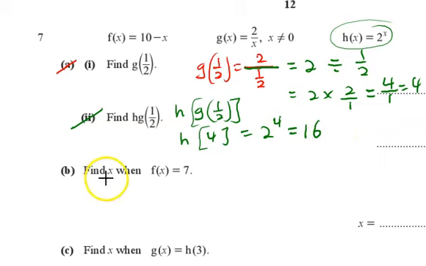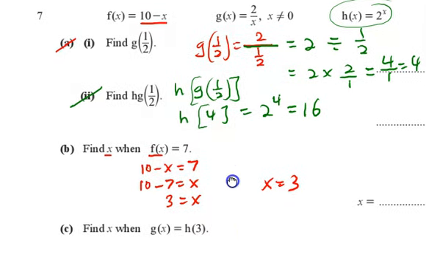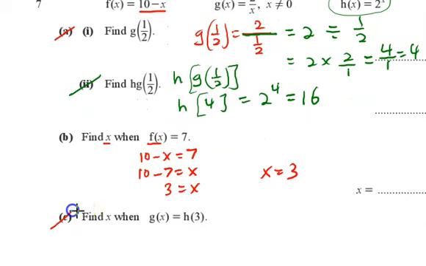Okay, now find x when f(x) is equal to 7. So we just have to make it an equation. What is your f(x)? 10 minus x equals 7. The 7 you move there, and x you move here to make it positive. So this is 3. So x here will be equal to 3.